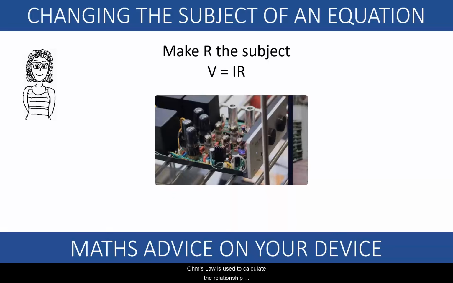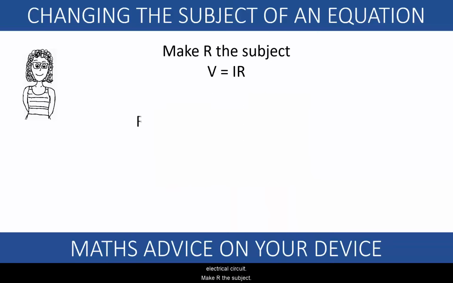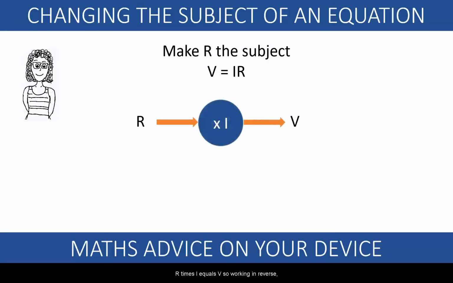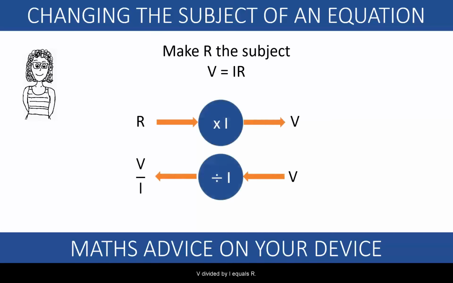Ohm's law is used to calculate the relationship between voltage, current, and resistance in an electrical circuit. Make R the subject. R times I equals V, so working in reverse, V divided by I equals R.